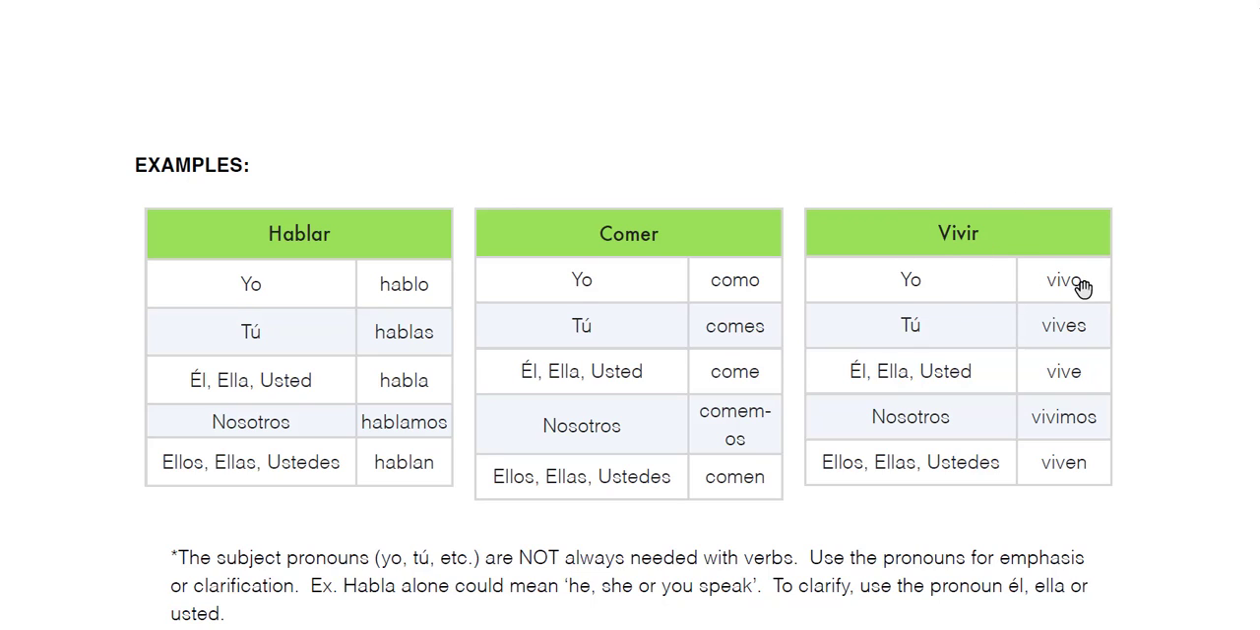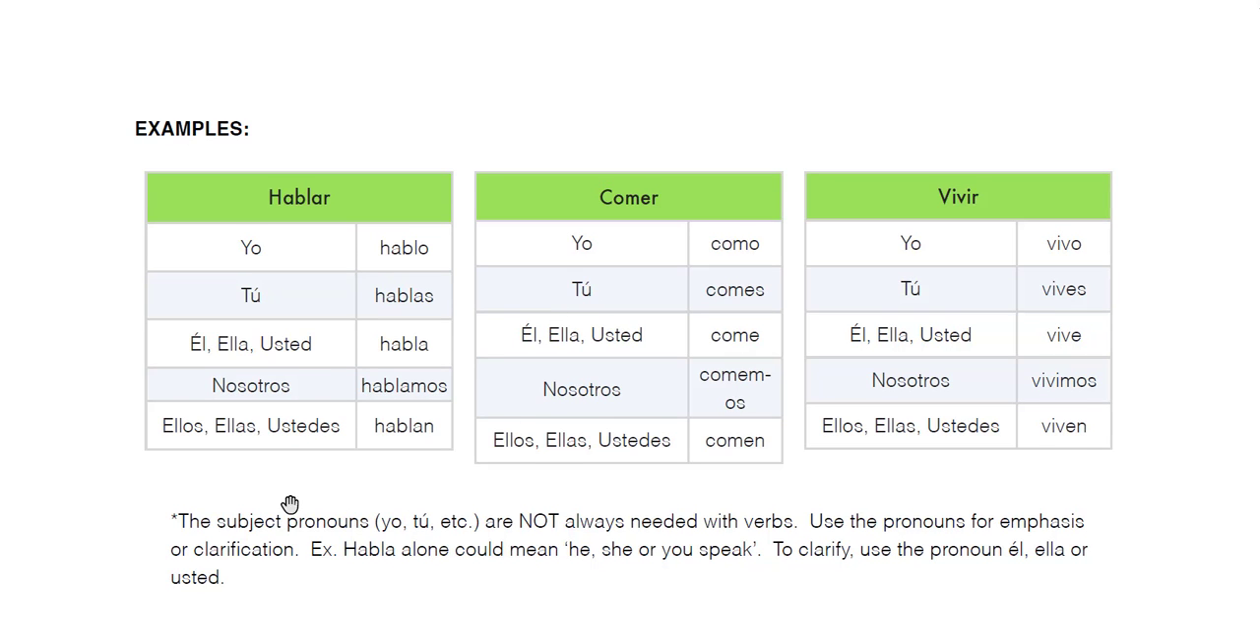IR verb, yo vivo, tú vives, so I live, you live. Él vive, he lives. Ella vive, she lives. Nosotros vivimos, we live. Okay, ellos, ellas, ustedes, so they or you guys viven, live. Okay? So that is how to apply the verb endings to verbs.